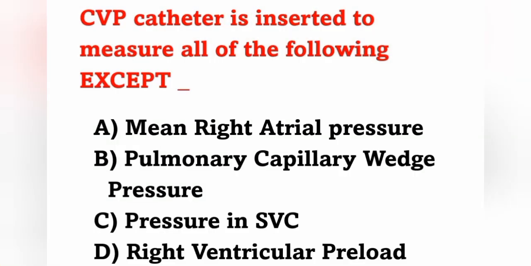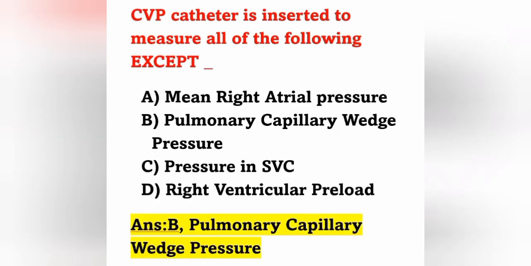The next question, CVP catheter is inserted to measure all of the following except: option A mean right atrial pressure, option B pulmonary capillary wedge pressure, option C pressure in superior vena cava, option D right ventricular preload. Correct answer is option B pulmonary capillary wedge pressure. CVP catheter means central venous pressure catheter.